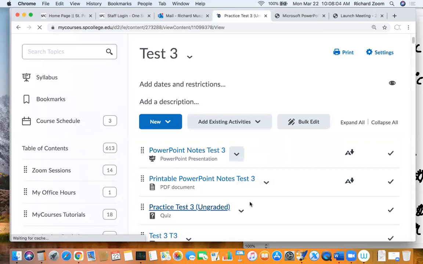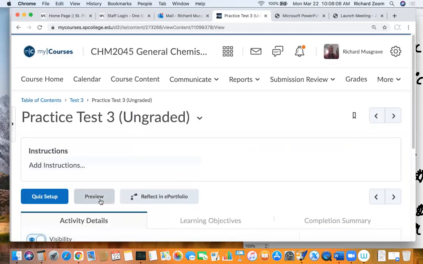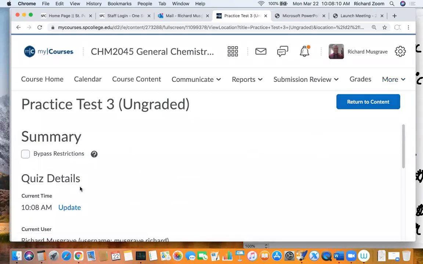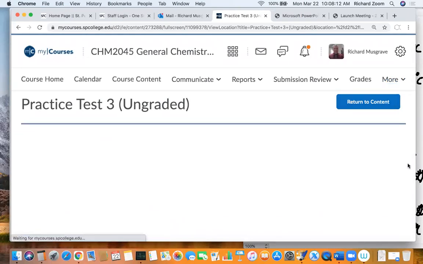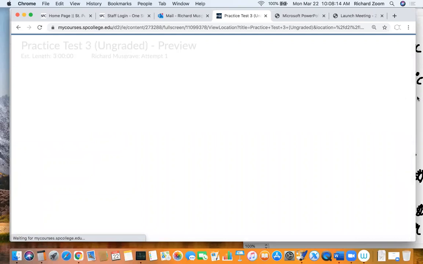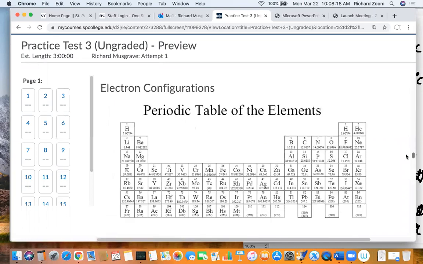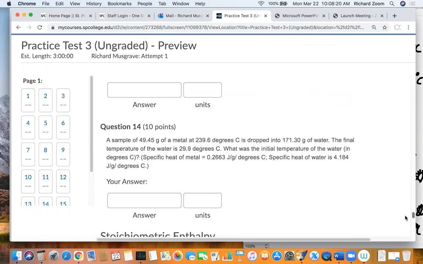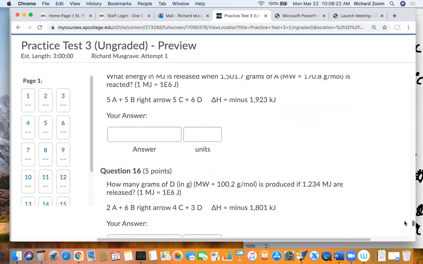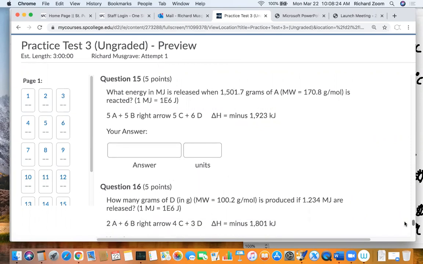So let's look at the same problems in practice test 3. They're actually very similar to the ones in the PowerPoint. There's a quiz for it as well, an extra credit quiz that you can do. I'd recommend doing that as well. And there it is.